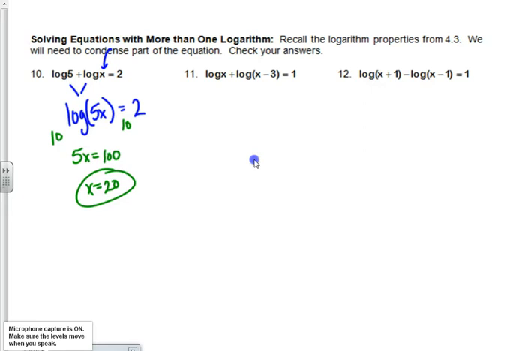So if my answer came out negative, and when I put it into the logarithm, it gave me a log of a negative number, that would be an extraneous solution. We will see examples of that, especially when we have quadratics.